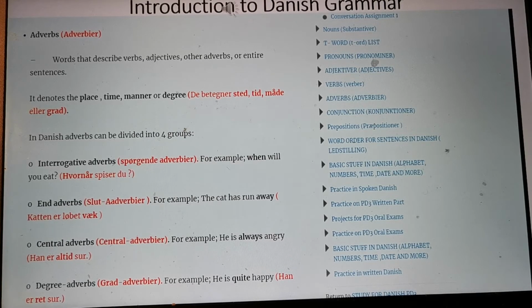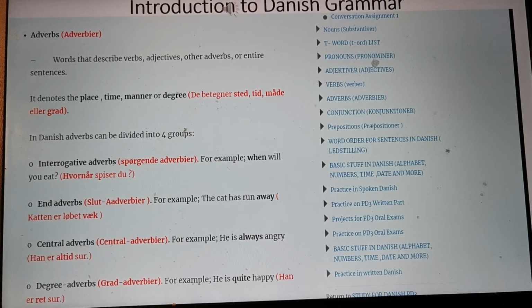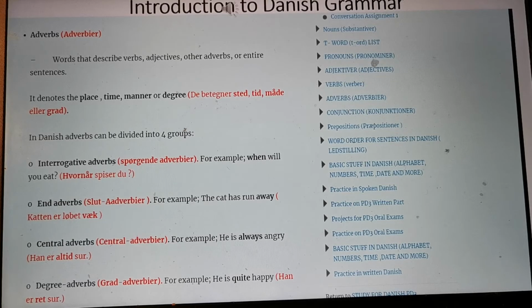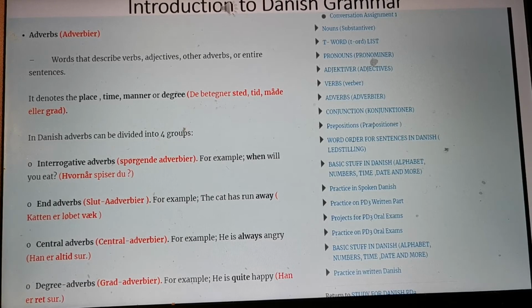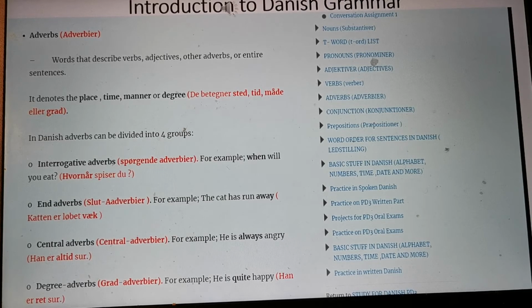The second group is made up of the end adverbs. In Danish, slutadverbier. For example, the cat has run away. In Danish, Katten er løbet væk. The third group is made up of central adverbs. In Danish, centrale adverbier. For example, he is always angry. In Danish, Han er altid sur. And the fourth group is degree adverbs. In Danish, gradadverbier. For example, he is quite angry. In Danish, Han er ret sur.